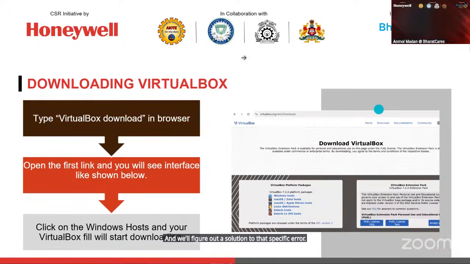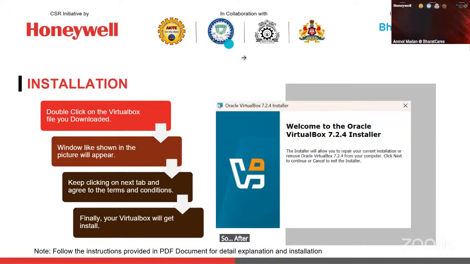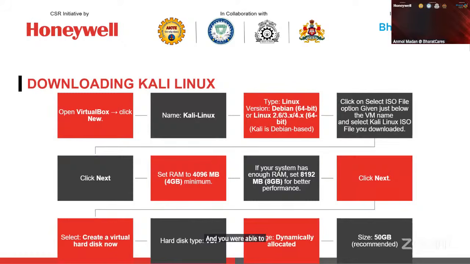So, after downloading, the installation was as simple as the downloading was. Just click upon next, next, next, next, and we were able to install it. This is the bigger method to download Kali Linux, but there is a short version or a shortcut to actually install it on your system. Let's see that first.